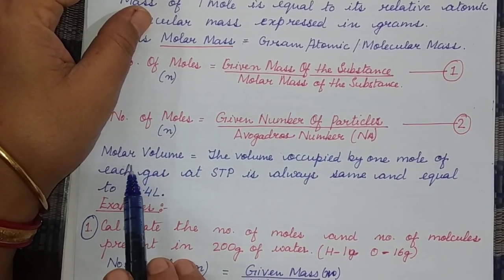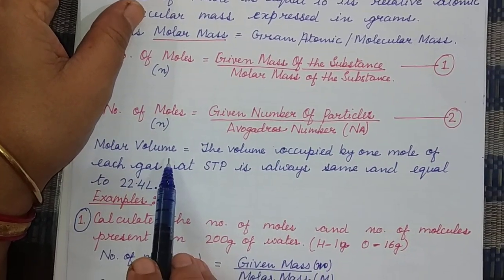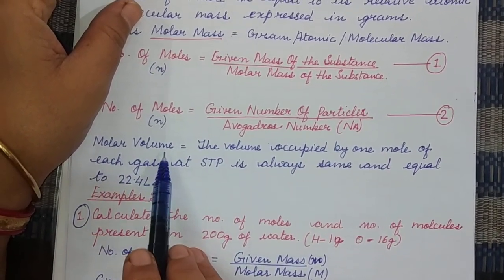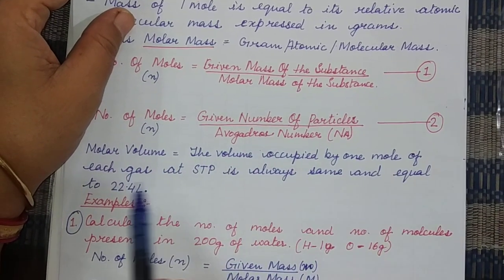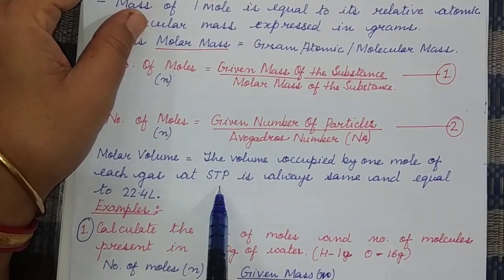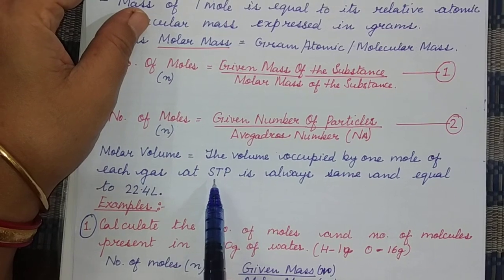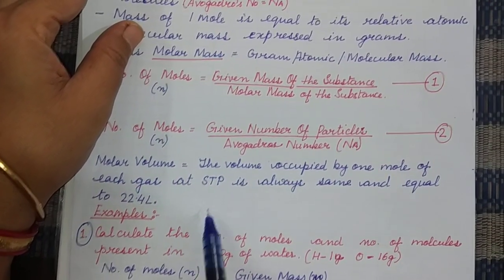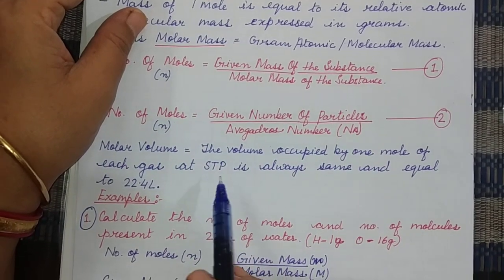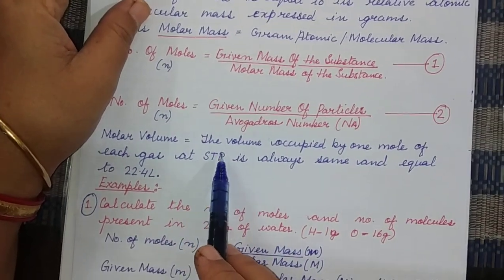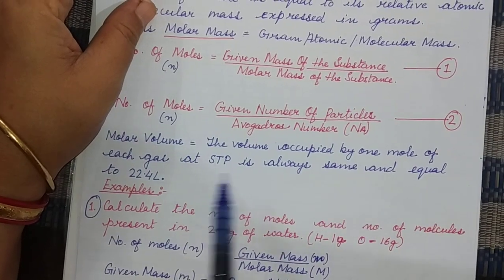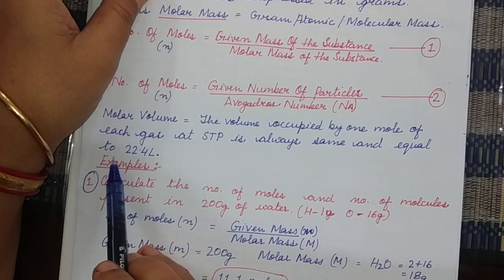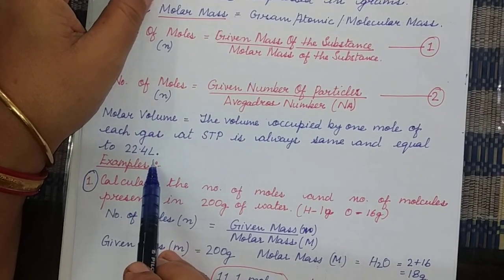And let me introduce you to a new term, which is known as molar volume. As the term says, molar volume is the volume occupied by 1 mole of any gas at STP. STP means standard temperature and pressure. The standard temperature is 0 degrees Celsius, and pressure is 1 atmosphere. This value is fixed, just like Avogadro's number: it is 22.4 liters.